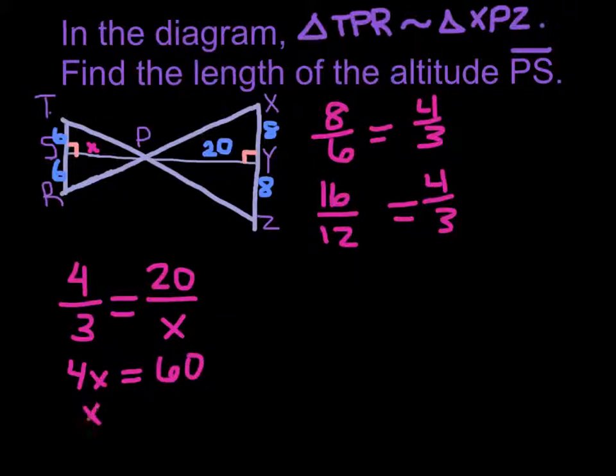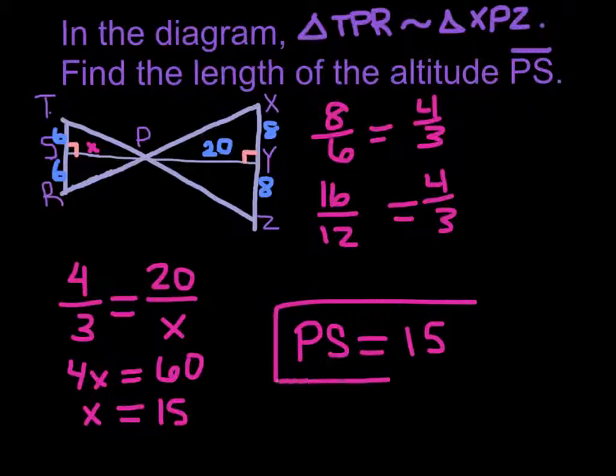Divide both sides by 4. And we get x is equal to 15. So the length of PS is 15. That's the answer we would be looking for there. So the altitudes are in the same scale factor, using the same ratio as what the side lengths are. So you'll be using that in part of your assignment today as well.